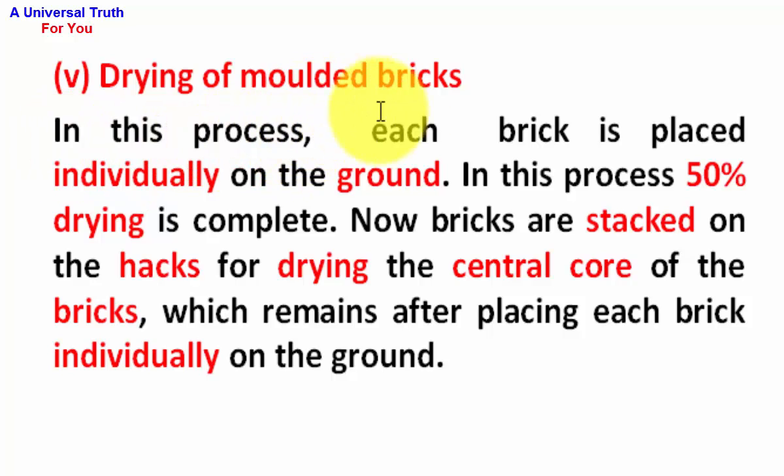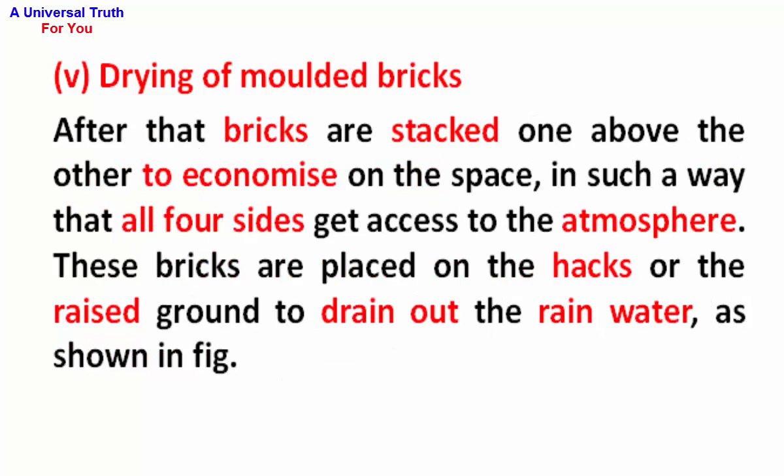In this process, each brick is placed individually on the ground. In this process, 50% drying is complete. Now bricks are stacked on the hex for drying the central core of the bricks, which remains after placing each brick individually on the ground. After drying, the bricks are stacked one above the other to economize on space in such a way that all four sides get access to the atmosphere. These bricks are placed on the hex or the raised ground to drain out the rainwater, as shown in the figure.